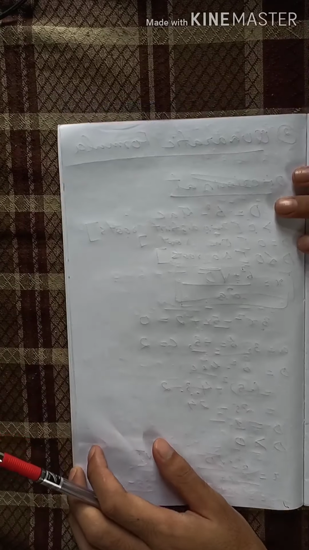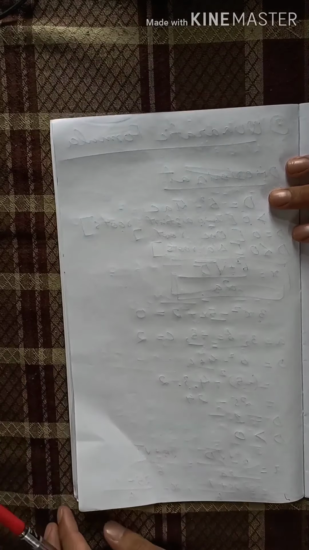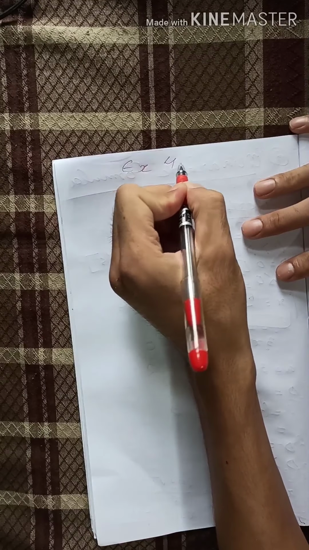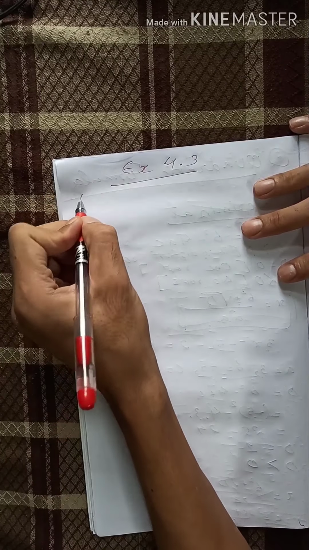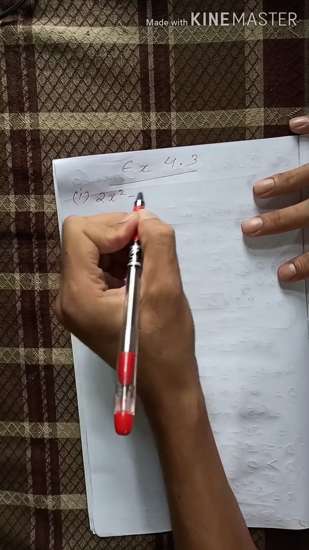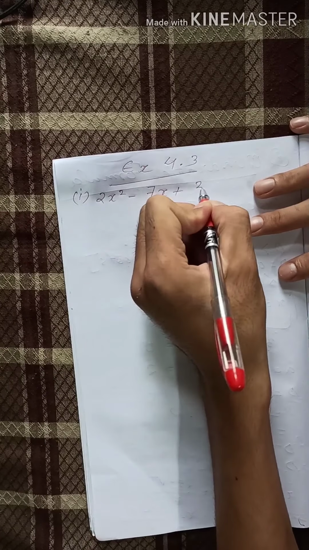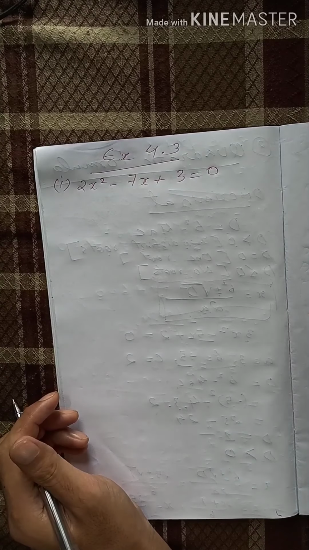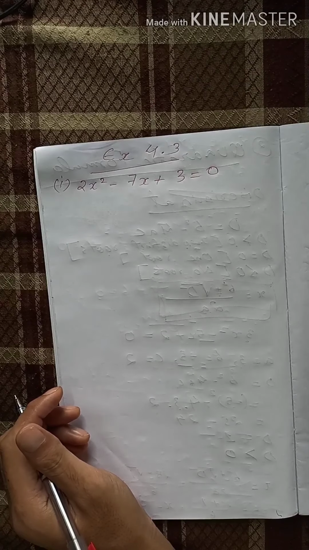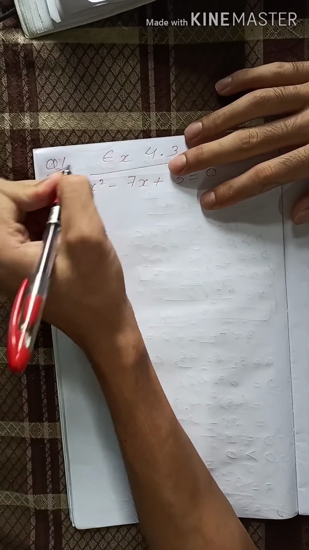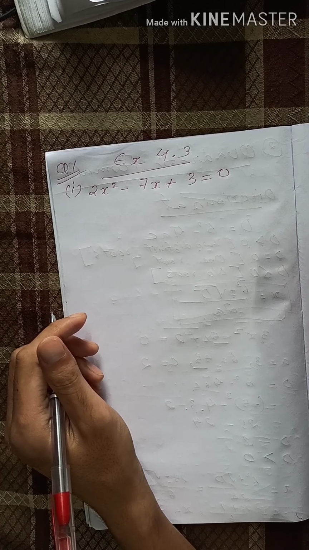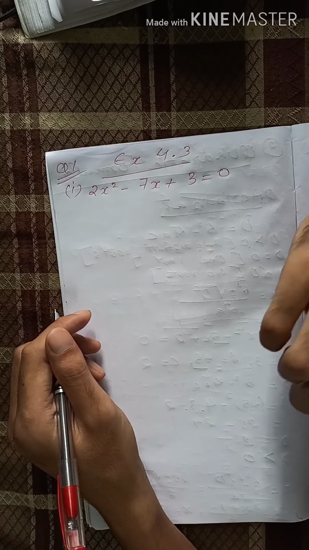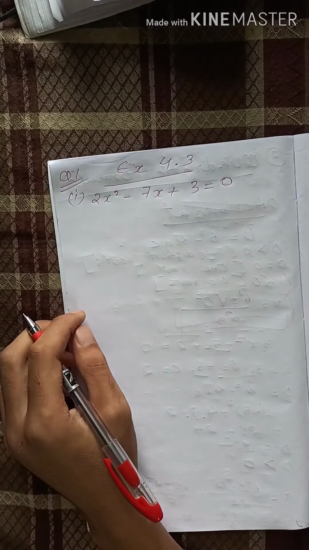So now let us solve the exercise 4.3. Let me solve the first question of exercise 4.3, question number 1, Roman number 1. Find the roots of the following quadratic equations, if they exist, by the method of completing the square. So here we will apply the completing the square method.